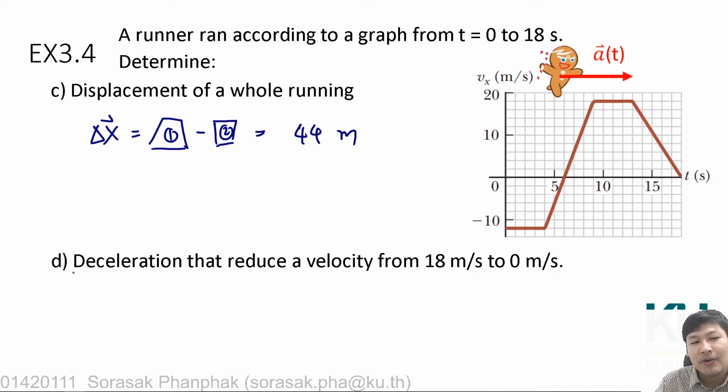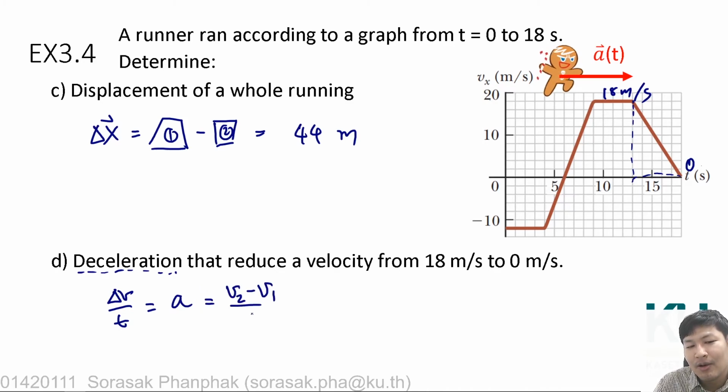But if you would like to investigate the deceleration that reduces the velocity from here, 18 meters per second, to 0, which is here, you would like to investigate only this part. So what is the deceleration, the reduction of velocity? This is delta V over delta T, right? Because it's V2 minus V1 over delta T. This is the slope of the graph from this point here to this point here.